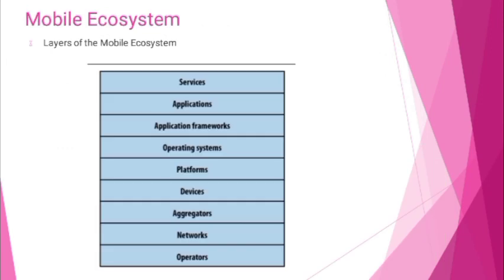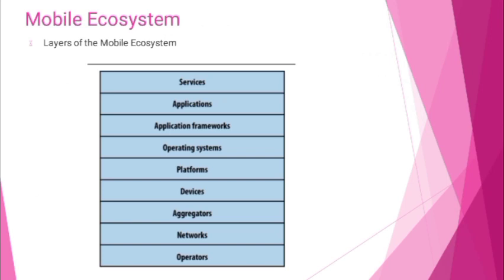and this shows the layers of the mobile ecosystem. Each layer depends on the others to create a seamless end-to-end experience. The mobile ecosystem consists of operators, networks, aggregators, hardware devices, platforms, operating system, application framework, applications, and services.